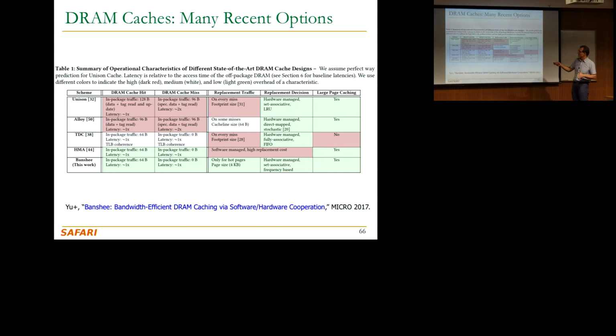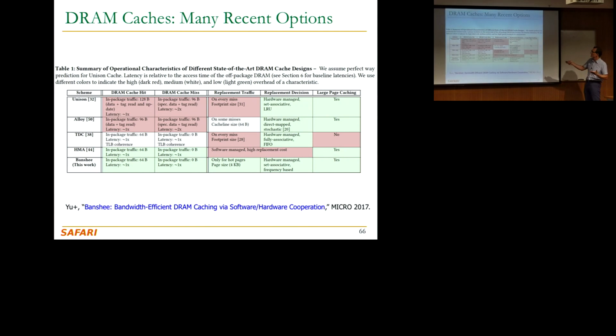So basically, these are different caches that have different approaches to how you handle the DRAM cache hit, DRAM cache miss, what is the replacement traffic, what is the replacement decision, who manages the replacement decision, does it support large page caching. So there's a lot here that I'm really not going to cover. This gives you the complexity of the space, if you will.